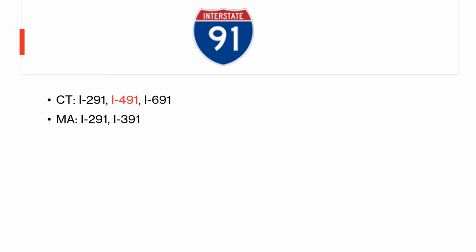Interstate 91. Connecticut, you have 291, 491, 691. Massachusetts, you have 291 and 391. Connecticut, I-491 was supposed to go into the Hartford area. It was supposed to go along Route 3 in that part of the area, but it was canceled along with the 284 and 484.